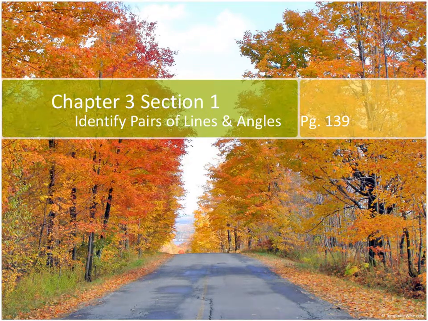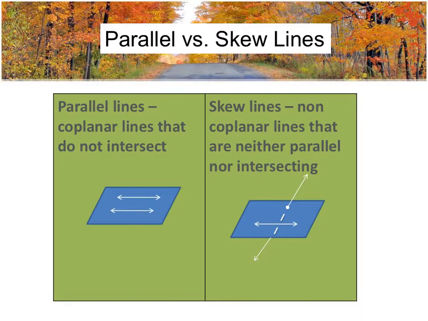So chapter 3, section 1 is called Identifying Pairs of Lines and Angles. Okay, again, a lot of definitions. So we start with parallel versus skew. Parallel lines are coplanar lines that do not intersect. So they have to lie in the same plane, and they can never intersect. Skew lines are non-coplanar lines that are neither parallel nor intersecting. So these do not lie in the same plane, which makes them not parallel, but they also don't intersect.